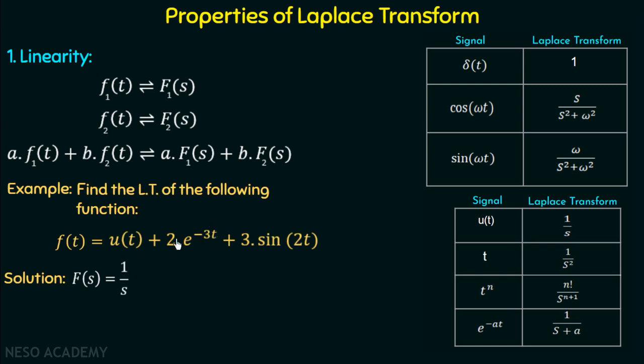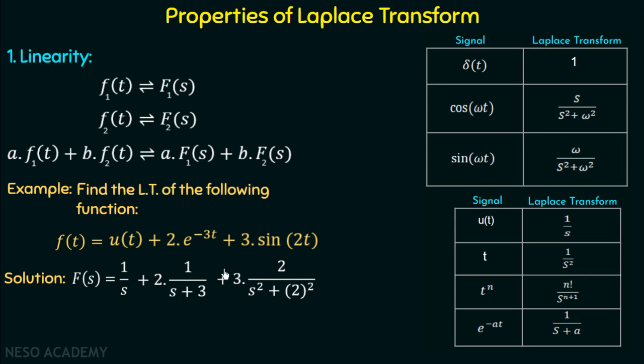Now, the Laplace transform of e to the power minus 3t will be 1 over s plus 3, because a is replaced with 3 in this case, and it is multiplied with 2, then by homogeneity property, we will have 2 multiplied with 1 over s plus 3. And similarly, the Laplace transform of sine 2t will be 2 over s square plus 2 square, and it is multiplied with 3, so we will have 3 multiplied with 2 over s square plus 2 square.